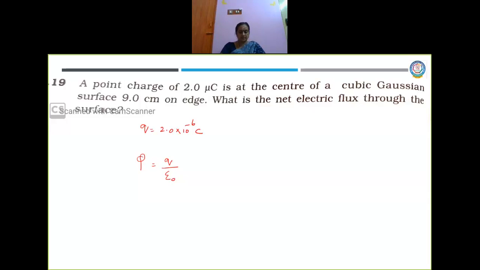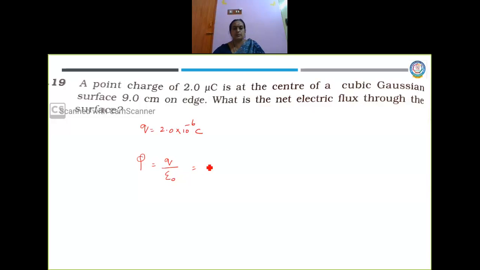So they have given the center of the cubic Gaussian surface, 9 centimeter on edge. You have to understand very clearly what the values are. It's a direct question. The net electric flux: Q is given and we know the value of epsilon naught. Substitute, get the answer.